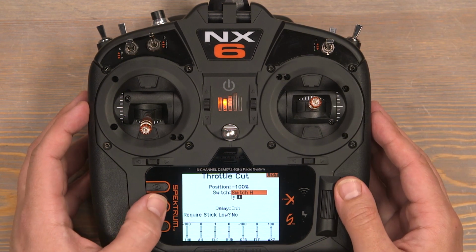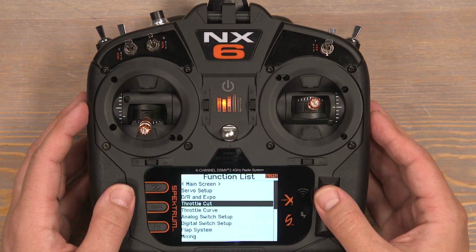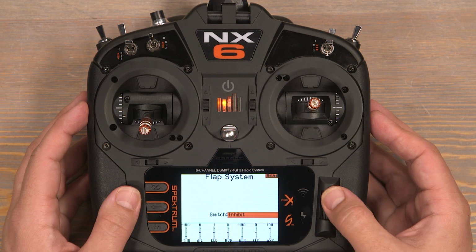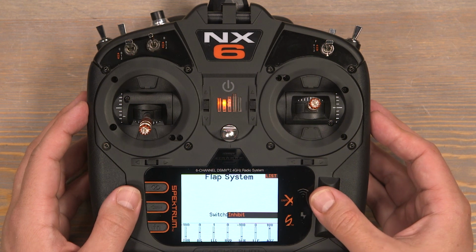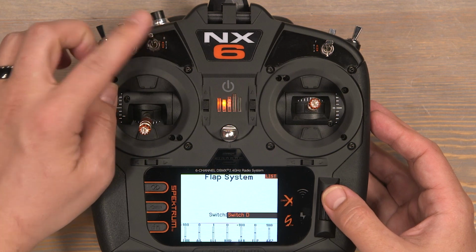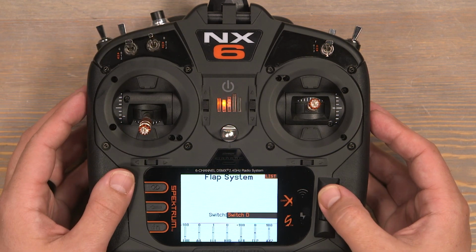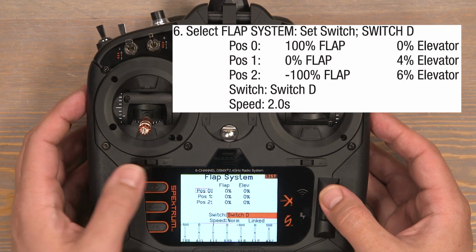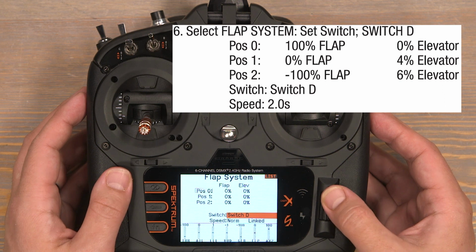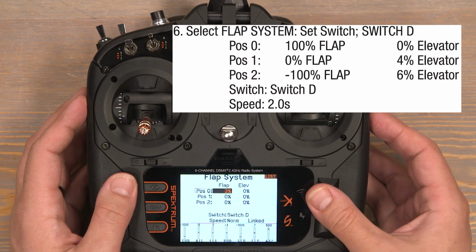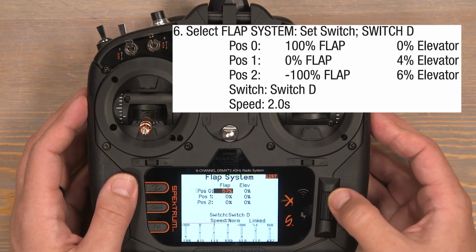We push the back button, back to the function list again, and now we'll scroll down to flap system. And click. Now scroll down to where it says inhibit and select a switch to control your flaps. The D switch is most commonly used for flaps, and that's what I'll be using. We can see according to the manual, position 0 should have a flap value of 100%. So we can scroll up to that first 0, click, and scroll to the right to bring it up to 100%.